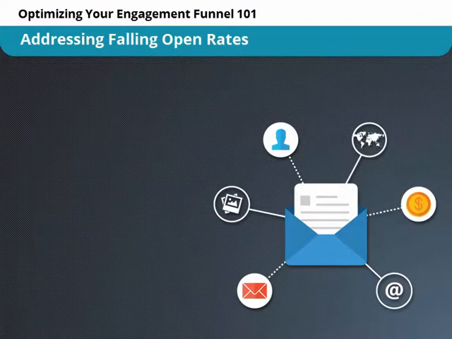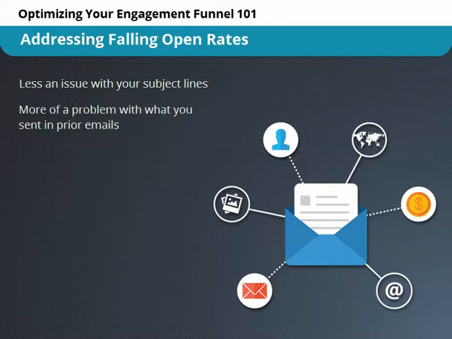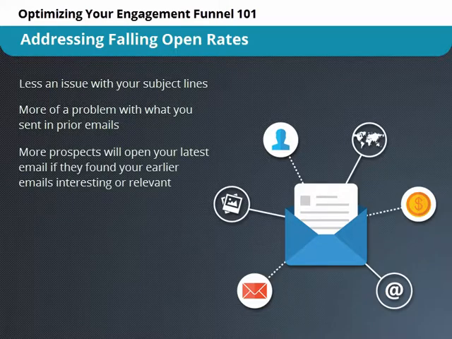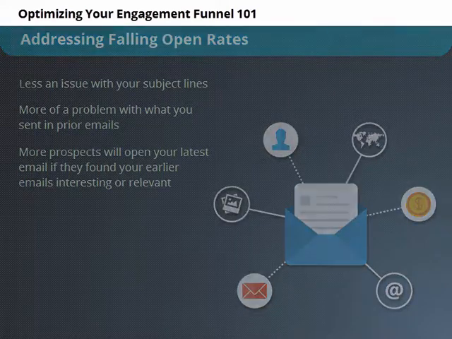If your open rates start okay but quickly fall off, then it may be less an issue with your subject lines and more of a problem with what you sent in prior emails. More prospects will open your latest email if they found your earlier emails interesting or relevant. Check to make sure those early emails are focused on what the new prospects care about or want to read.